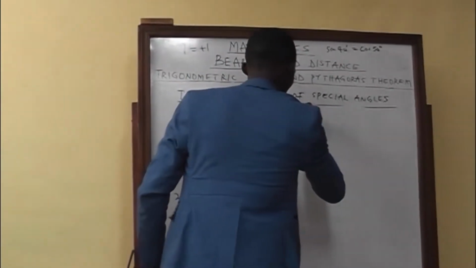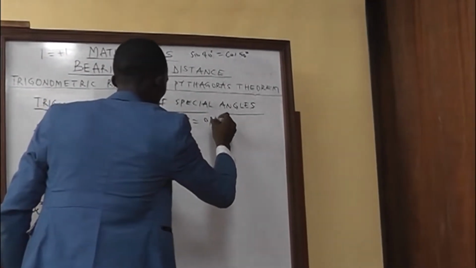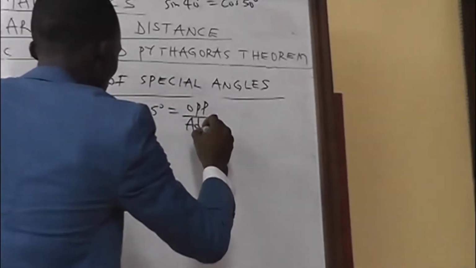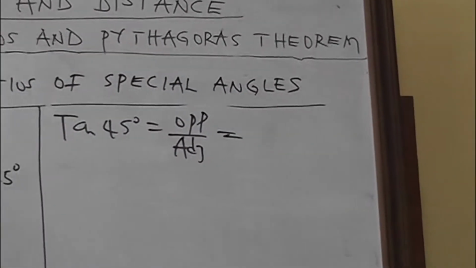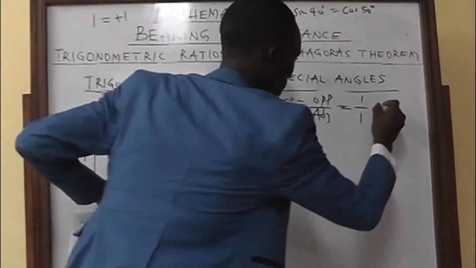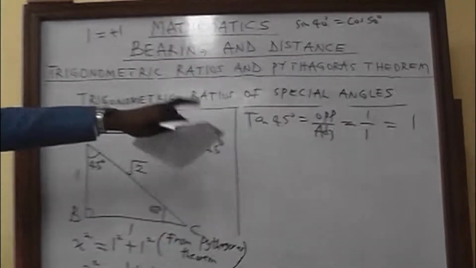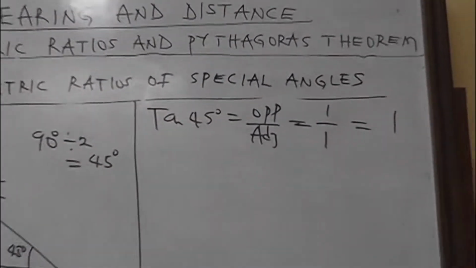And for the last one, we have tan 45 degrees to be opposite over adjacent. So our opposite is 1, then our adjacent is also 1, and 1/1 is 1. So these are the special angles that we have.